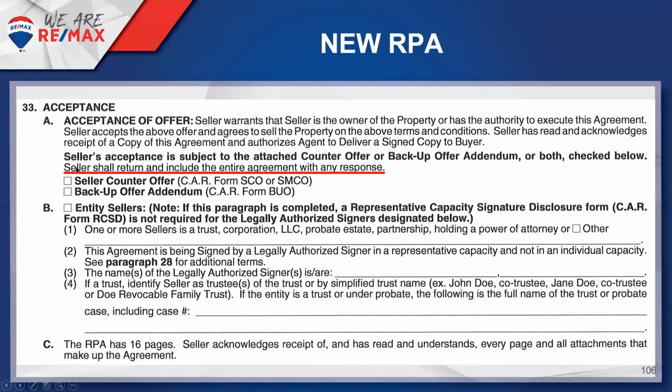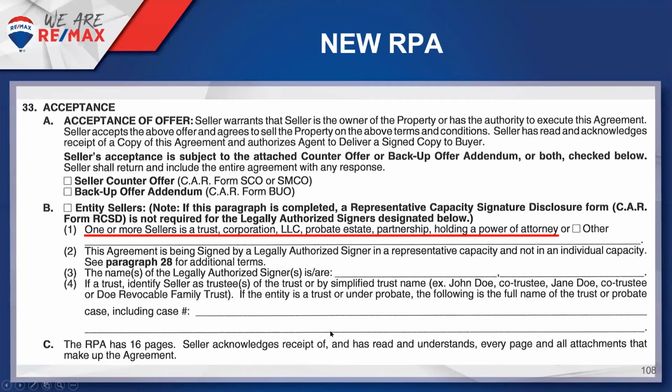And now the other point too, the seller shall return the entire agreement with any response. And that's especially important so you can see if those other paragraphs are initialed or not. But you also want to document that the buyer got the entire agreement and initialed all the pages, so there's no problem later of some page being missing or something like that. So you want to make it your practice that the seller returns the entire document back, not just the counter offer. Okay, and then entity sellers, it's the exact same thing as it is with buyers.